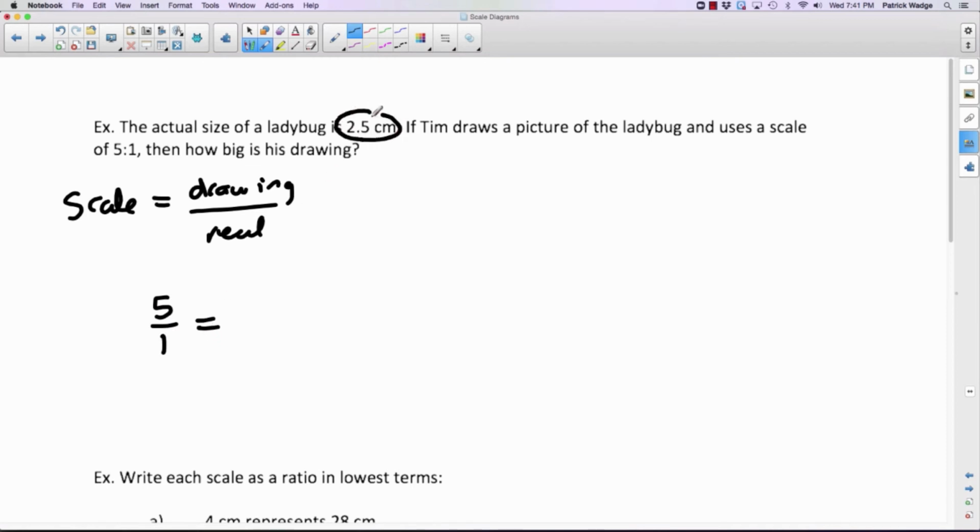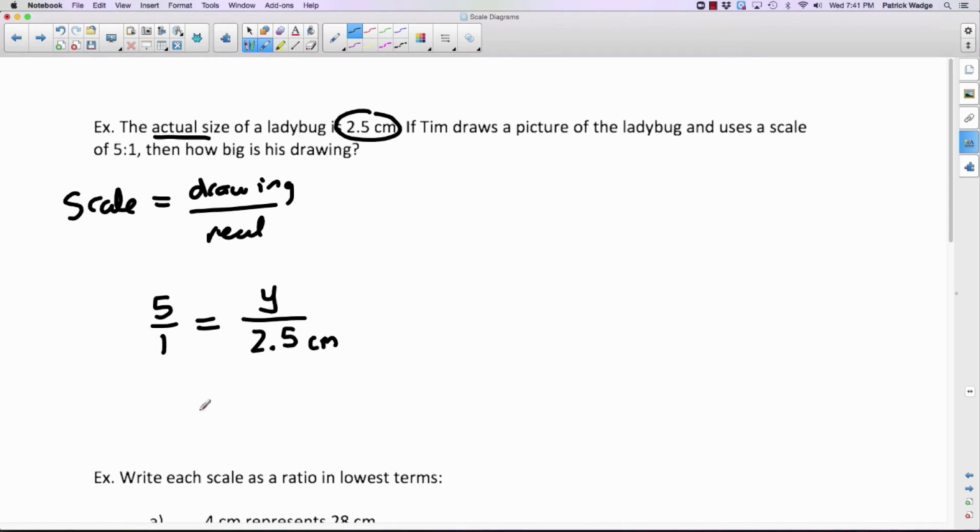This, 2.5 centimeters. Is that the real size of the ladybug or the drawing size? That's the actual size. So where it says real, you're going to put 2.5 centimeters. So once again, our answer is going to be in centimeters when we get it. We want to know this one here. I'll call it y. I think that's safe.